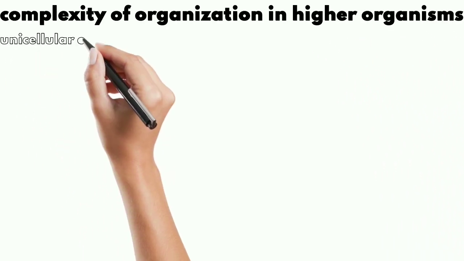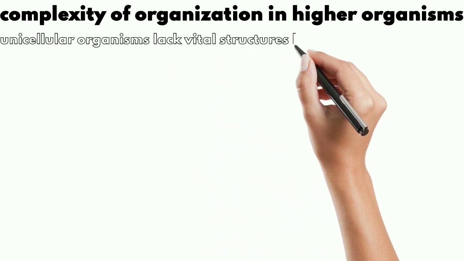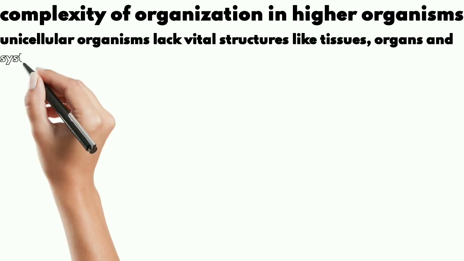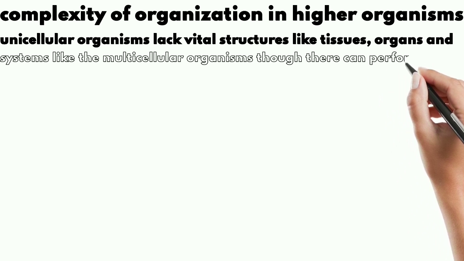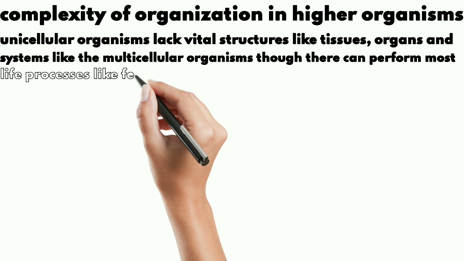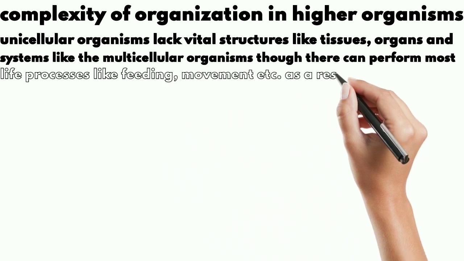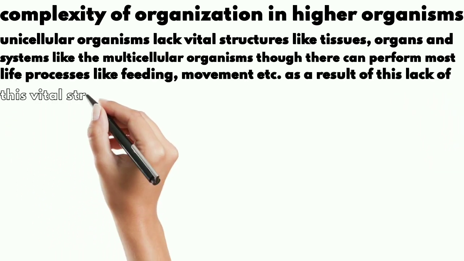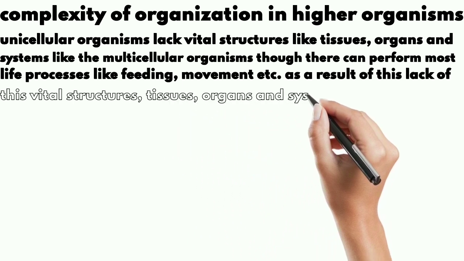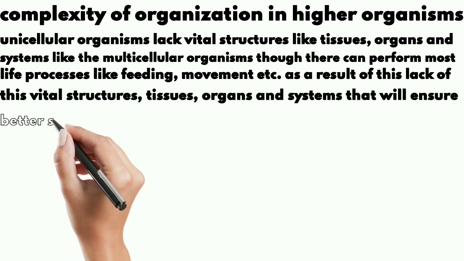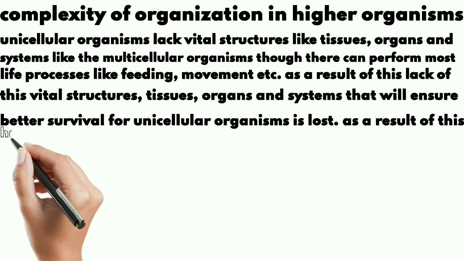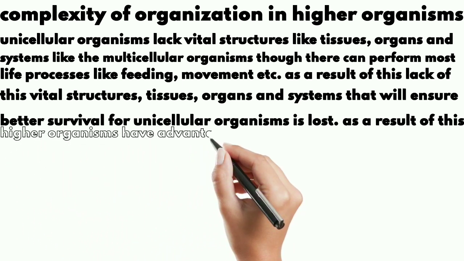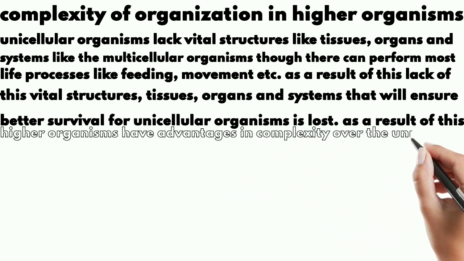Complexity of organization in higher organisms. Unicellular organisms lack vital structures like tissues, organs, and systems, like the multicellular organisms, though they can perform most life processes like feeding, movement, etc. As a result of this lack of these vital structures, tissues, organs, and systems that will ensure better survival, unicellular organisms are at a disadvantage. As a result of this, higher organisms have advantages in complexity over the unicellular organisms.